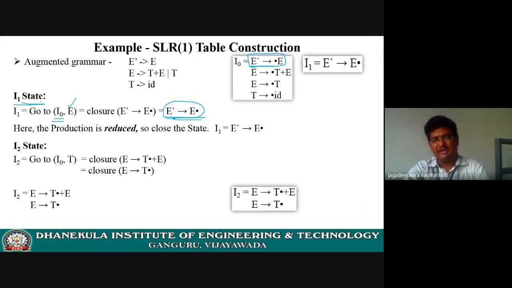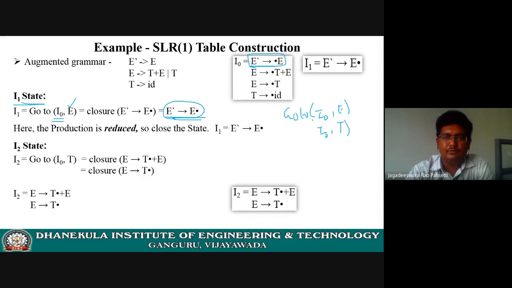Simple. Whatever we did in the previous class, I just revised it. Am I clear? So what have we done completely now? We completed goto on I0 with respect to capital E. Similarly on I0 with respect to capital T I am going to do. This may give a new state. So here I write it: goto of I0 comma T.